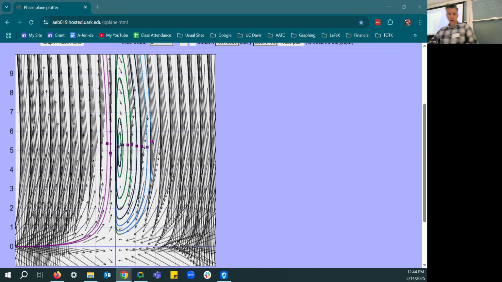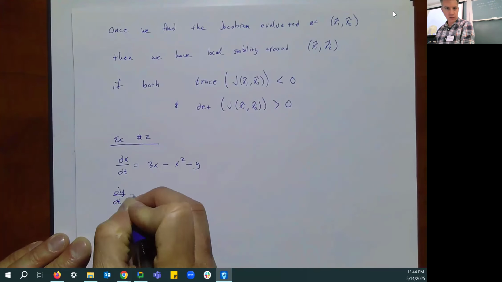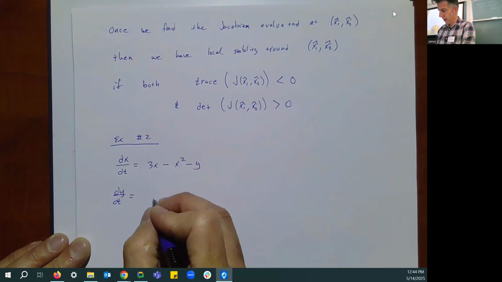So, second example here is the following system. Example number 2. Let's say we have our d, and let's use x and y this time instead of x1 and x2. Our dx dt is equal to 3x minus x squared minus y, and our dy dt is equal to x minus y.